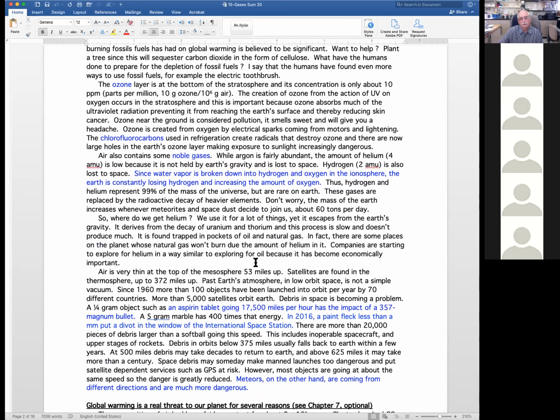Other things that are kind of interesting, water vapor is broken down into hydrogen and oxygen in the ionosphere. So the Earth is constantly losing hydrogen because water is being converted really into oxygen. Helium also does not get held down by the gravitational field of the Earth. So it's constantly going as well.